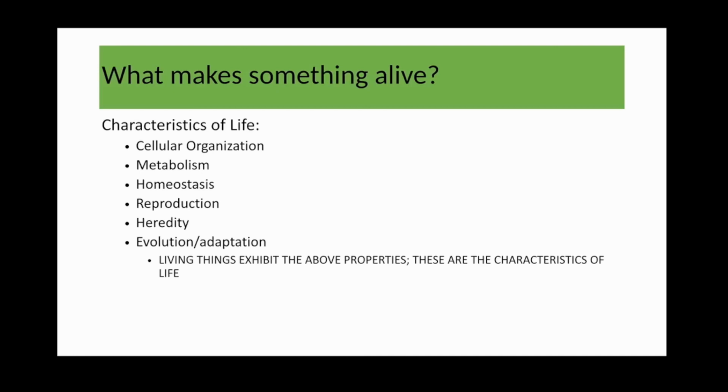Homeostasis: things that are living try to maintain some kind of stable internal environment. Living things have to reproduce. Otherwise, when they died off, they would just all be gone. So for something to be considered living, it has to reproduce. Heredity: it has to be able to pass on genetic information from one generation to the next, which ties into that reproduction. And then it has to be able to adapt to its environment. All living things adapt to their environment. So if something's alive, it exhibits these properties.